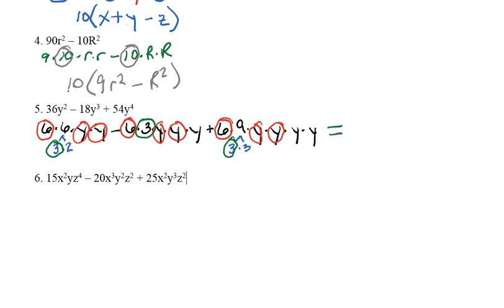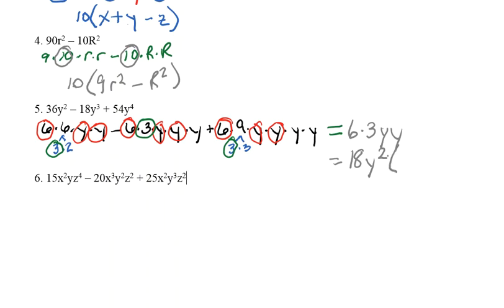So let's see what's in this first term. I have a 6 and a 3 in common and 2 y's. Right? In every one I have a 6, a 3, and 2 y's. So that's my common. 6 times 3 is 18. Y times y is y squared.